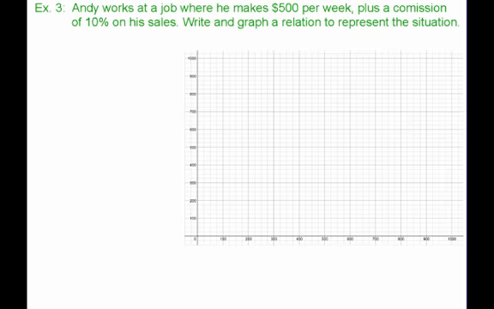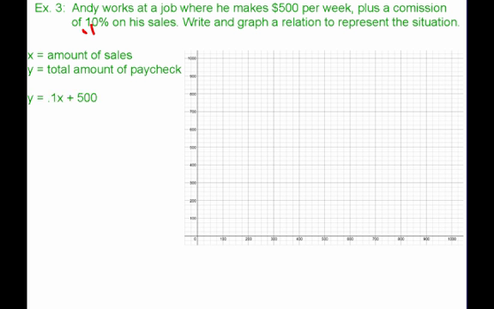All right, example number 3 says Andy works at a job where he makes $500 per week plus a commission of 10% on his sales. Write and graph a relation that represents this situation. Well, if I define my variables, I'm going to say x is the amount of sales. I'm going to say y is the total amount of Andy's paycheck. All right? And we know 10% is 0.1.